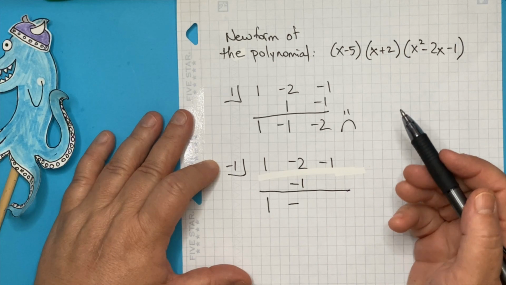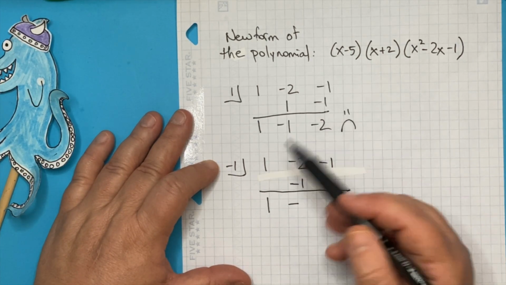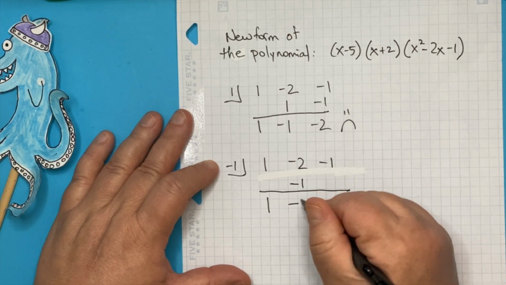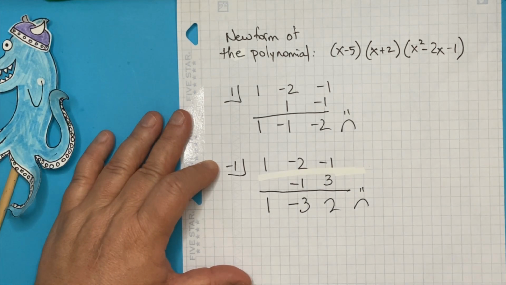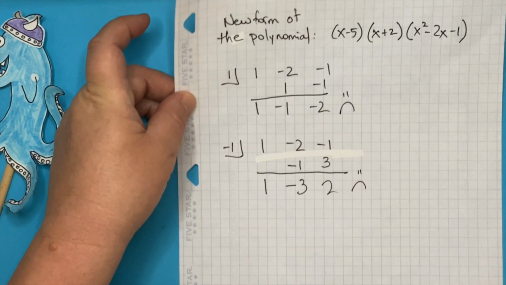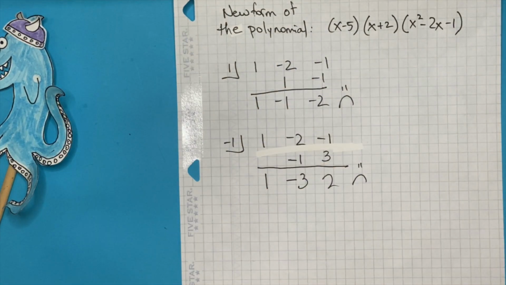Wait, did I make a mistake? -2, 1, -1, -3, 3, 2. No. That's very sad. So now we ask ourselves, what the heck is going on? Because 1 and -1 didn't work.